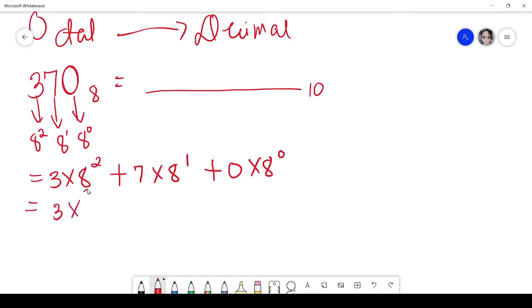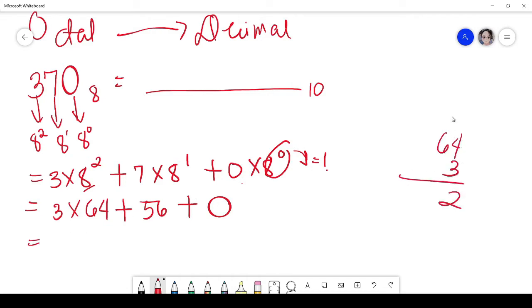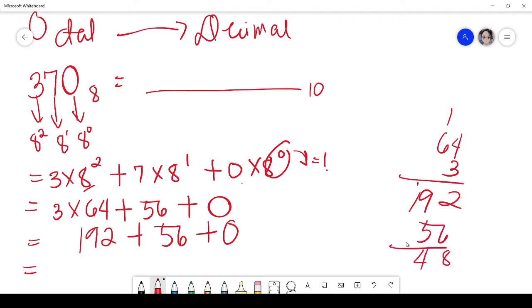Then let's substitute everything. 3 times 8 times 8 is 64, plus 8 to the power of 1 is 8, times 7 is 56, plus, anything that has an exponent of 0 is equivalent to 1, so 0 times 1 is 0. You can cancel it out or you can include that in your solution. So we have 3 times 64, which is 192, plus 56 plus 0. 192 plus 56 is 248.